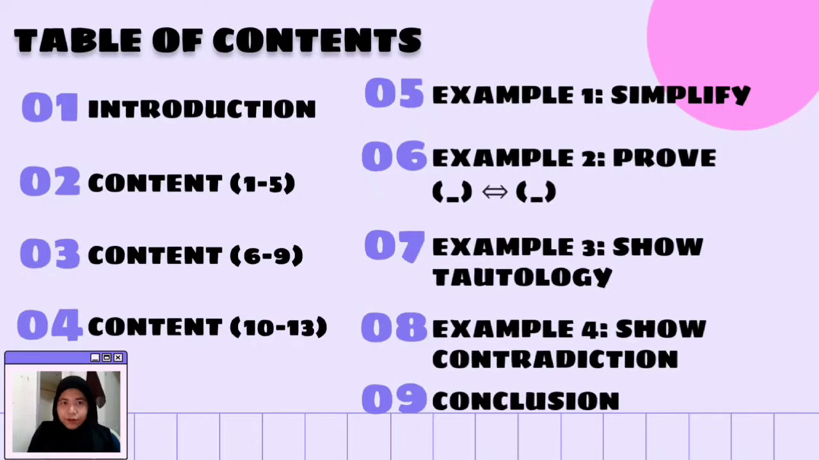Here is the table of contents. First one, we have introduction. Number 2 until number 4, we have the content of the table for laws of logic. Number 5 until number 8 are the examples. Lastly, number 9, we have conclusion.